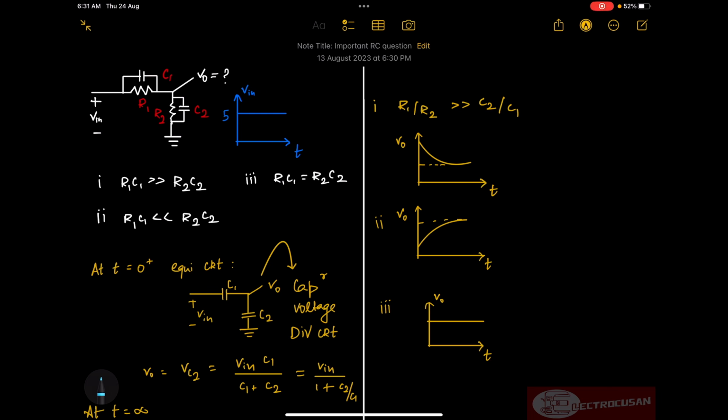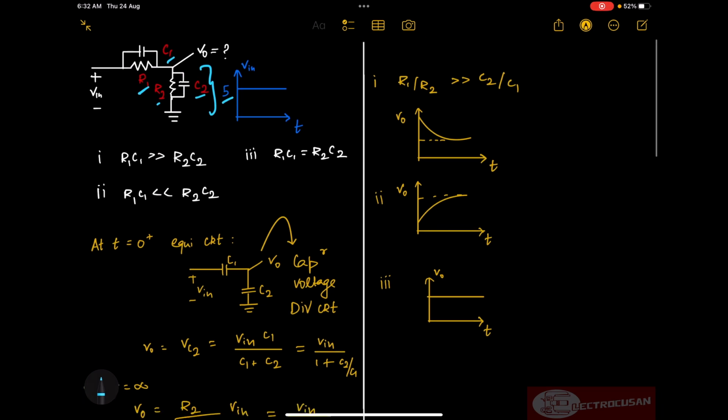Given here is a first order RC circuit in which R1 and C1 are in parallel, and R2 and C2 are in parallel, in which the Vin is a step input of amplitude 5 volts, and we have to find the output waveform across this branch. Here we have three conditions. The first one being R1 C1 greater than R2 C2, the second condition being R1 C1 lesser than R2 C2, and the third condition being R1 C1 equal to R2 C2.